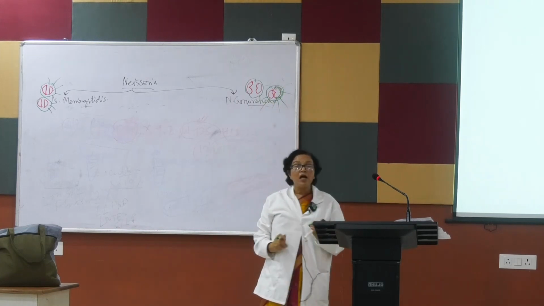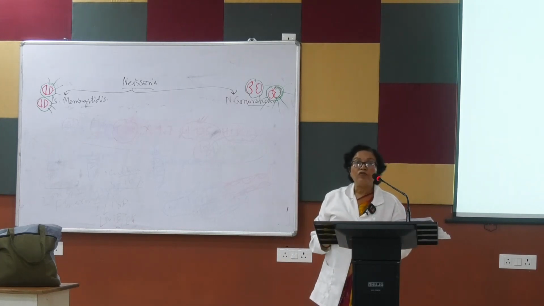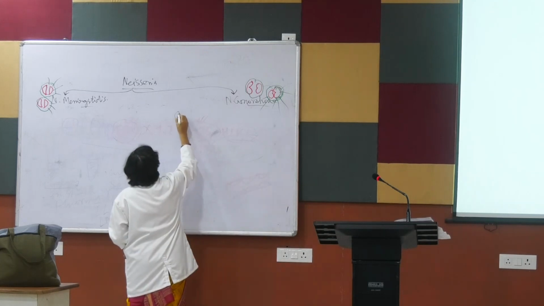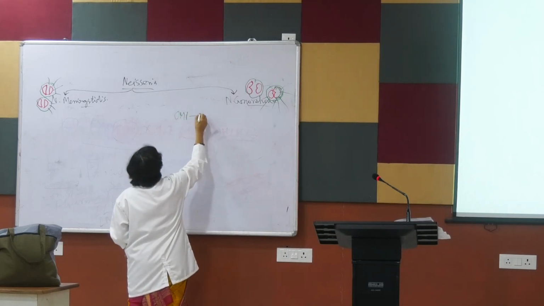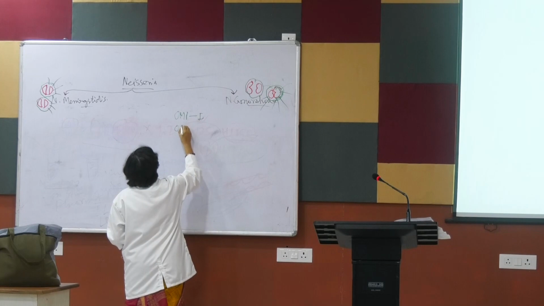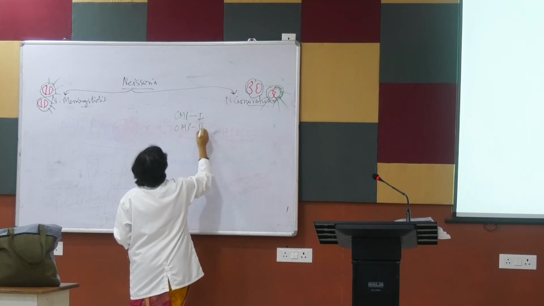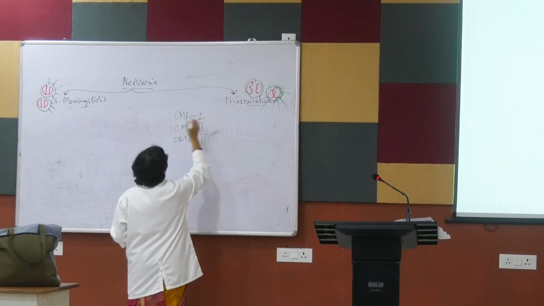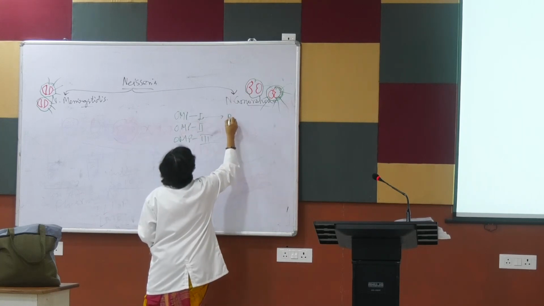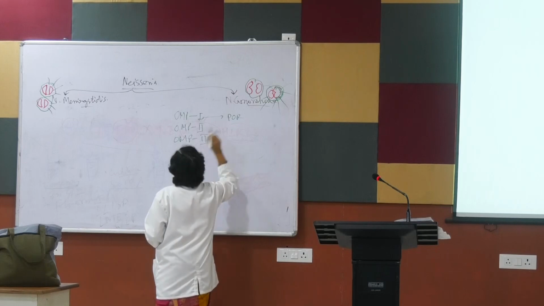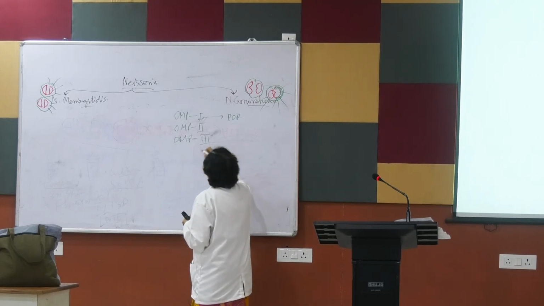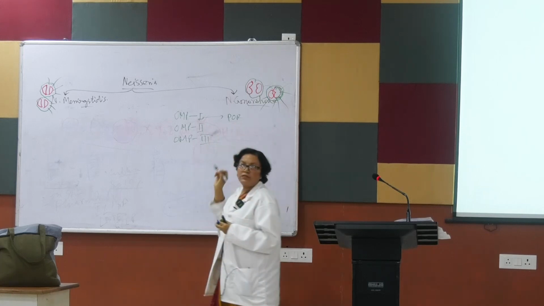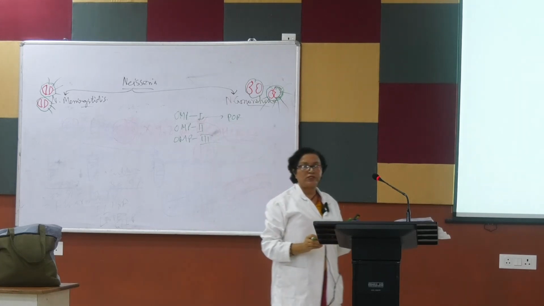Outer membrane protein is called OMP, which are three types: OMP1, OMP2, OMP3. Outer membrane protein 1 is called porin protein. What that means? It causes pore formation.